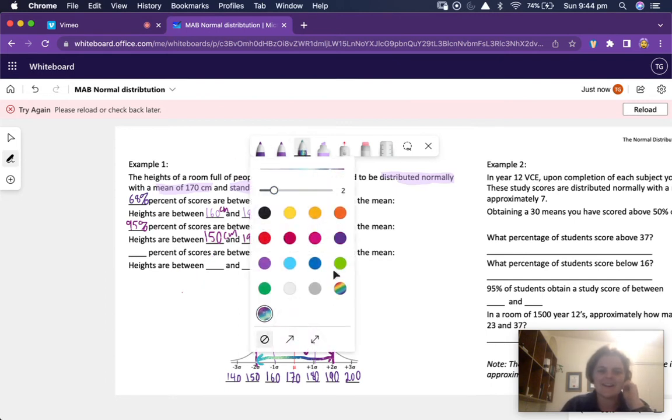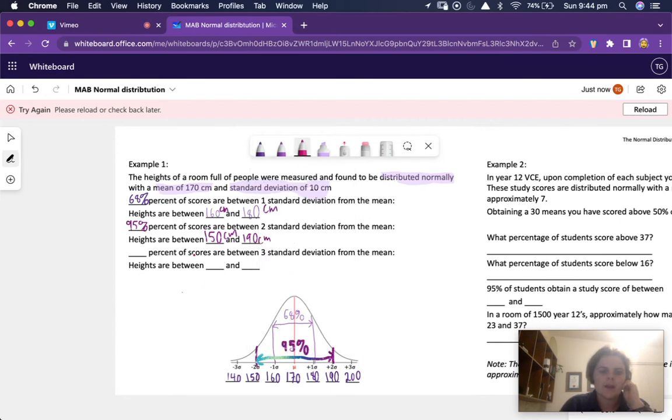Then we have, finally here, how many percent of scores are within three standard deviations of the mean? So within three standard deviations of the mean, that will be our 99.7% rule. And that makes sense, right? Look, there's not many people you would know who would be less than 140 centimetres or more than 2 metres tall.